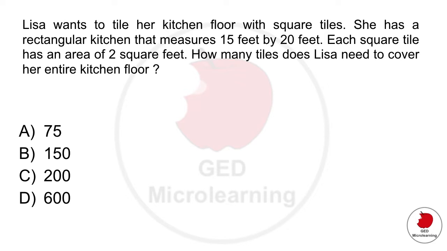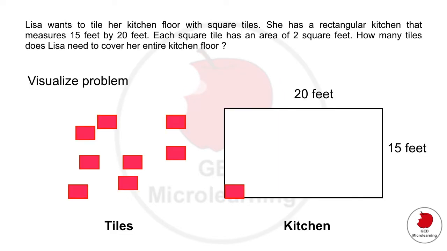Okay, so I find when you're doing these problems, it really helps to visualize the problem. Basically you have these tiles that are shown there in red, and you have your kitchen there on the right side. And they're telling us that the kitchen is 20 feet by 15 feet. And we have to take these tiles and basically put them everywhere and cover the entire kitchen floor. So we have to find out how many of these tiles we need.